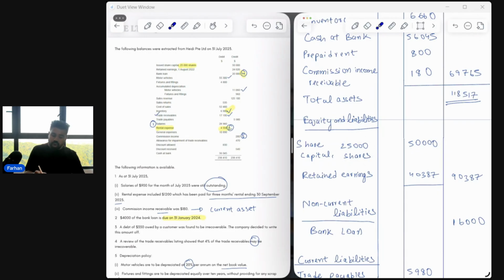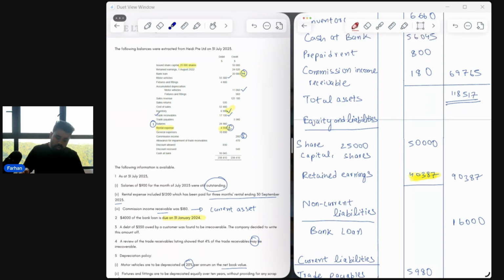And then we need to report our ending retained earnings at 31 July 2023. And here you can see I have shown 40,387. But how do we get this though? If you remember, at the end of our workings, we had a discussion. So I'm going to bring that discussion back here again, but I'll write it in red.